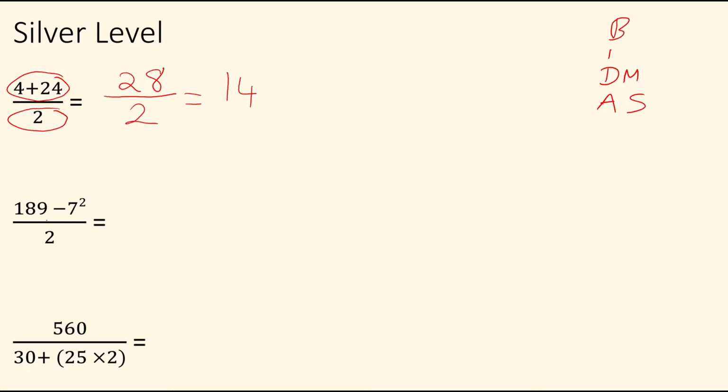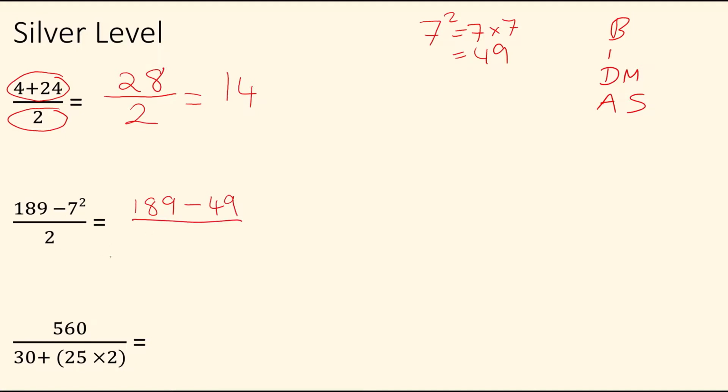Next, let's solve the top line. So what do we have? We have a subtract sign, and we have an indices or to the power of. Looking at our BIDMAS diagram on the right hand side, indices comes first. So just as a reminder, I'm just going to write it in the top here. 7 squared means 7 times 7, and that's 49. So I'm getting a step closer to the top line. So what we've got is 189 take away 49.